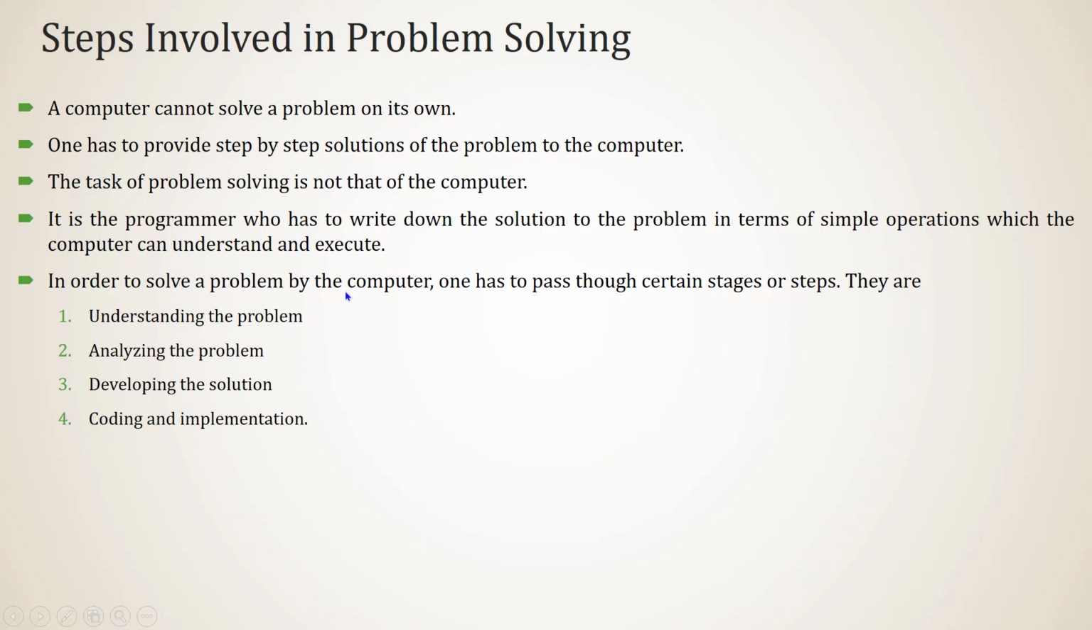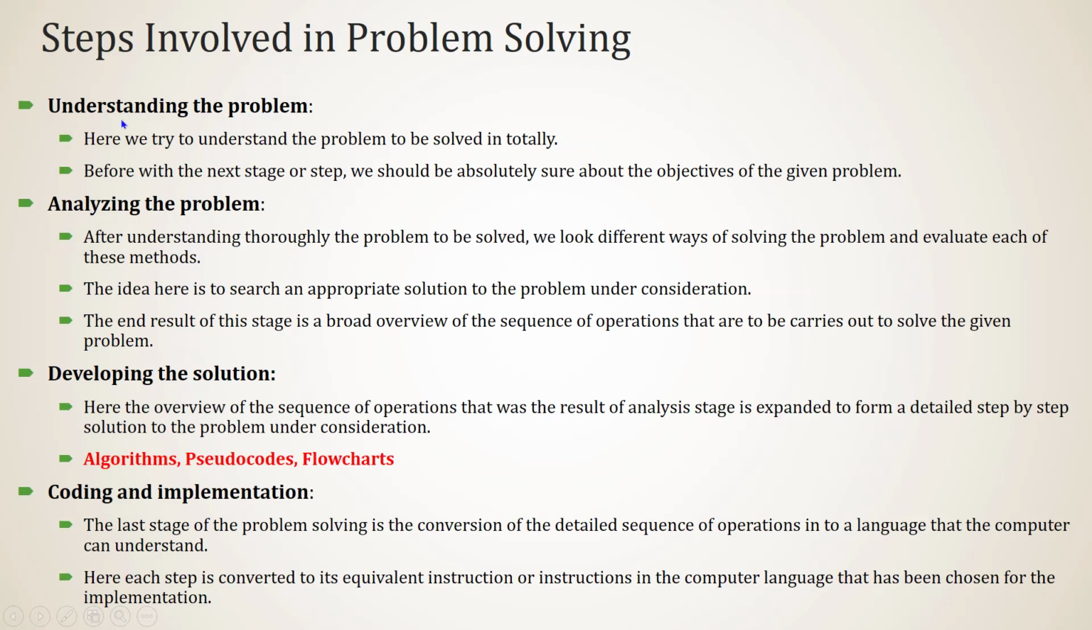In order to solve a problem by the computer, one has to pass through certain stages or steps. They are understanding the problem, analyzing the problem, developing the solution, coding and implementation. So the first one is understanding the problem. Here we try to understand the problem to be solved in totality. Before the next stage or step, we should be absolutely sure about the objective of the given problem. Suppose I want to write a program to find the average of two numbers. We must know what average is, and how to calculate the average of two numbers.